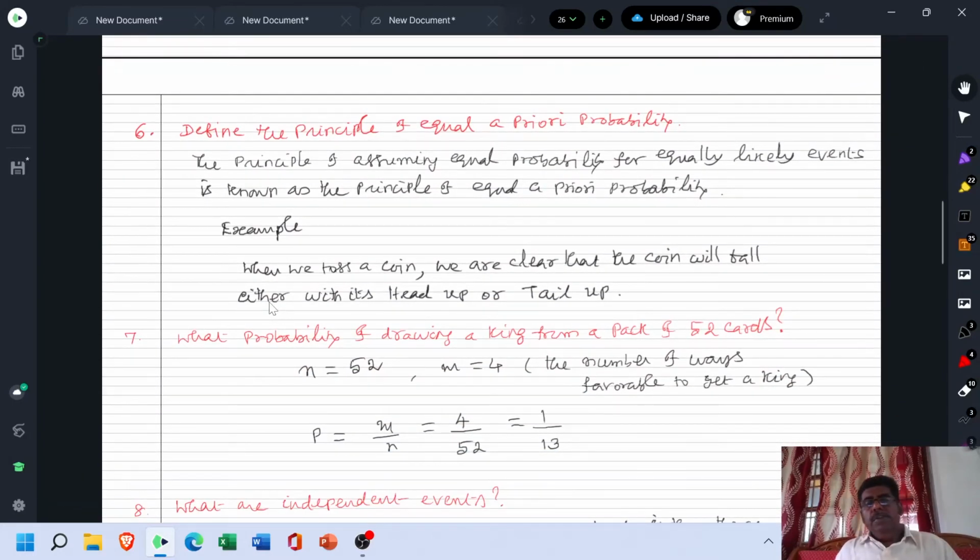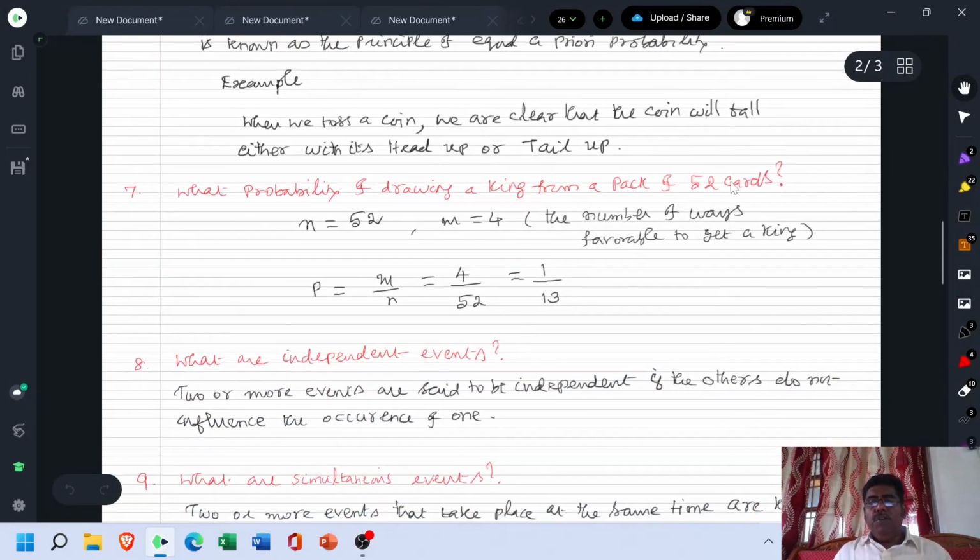The sixth question is, define the principle of equal a priori probability. The principle of assuming equal probability for equally likely events is known as the principle of equal a priori probability. When we toss a coin, we are clear that the coin will fall either with its head up or tail up. This is a typical example for equal a priori probability.